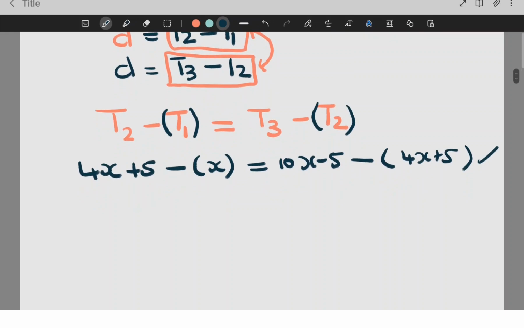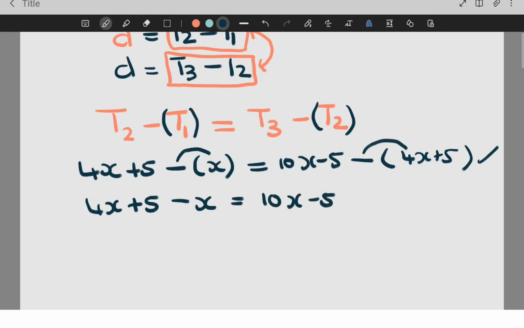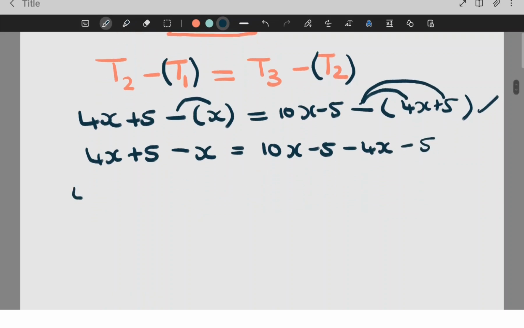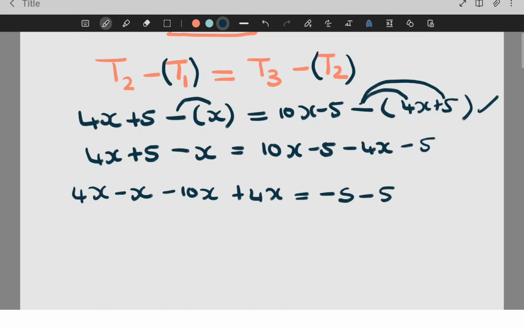Let's go. Now we're just doing the algebra and then we're solving for x. So I'm going to have 4x plus 5. A negative times a positive is still a negative. And then I'm going to have 10x minus 5. A negative times a positive is a negative. And a negative times another positive is a negative. Then I'm going to take all my x's to the one side. I'm bringing over 10x, so it's minus 10x. I'm bringing over minus 4x, so it's plus 4x. On the right hand side, I have a minus 5, another minus 5. And I'm bringing this 5 over, so it's a minus 5.